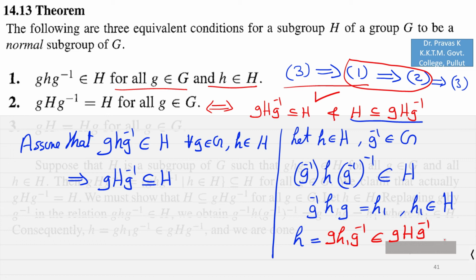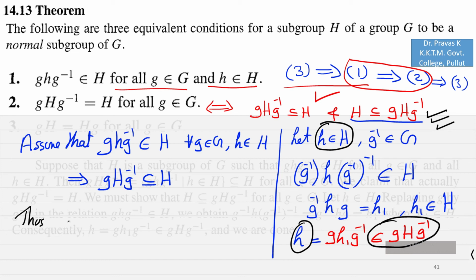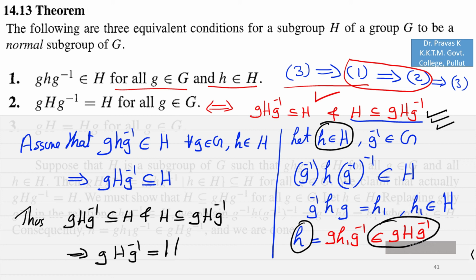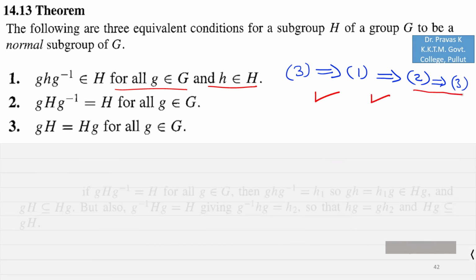So we started with h belongs to capital H and reached h belongs to gHg inverse, which means that capital H is a subset of gHg inverse. So thus we proved that gHg inverse and capital H are two equal sets, and hence we have condition 1 implies condition 2. Next we prove that condition 2 implies condition 3, which again we prove using two subset inequalities.